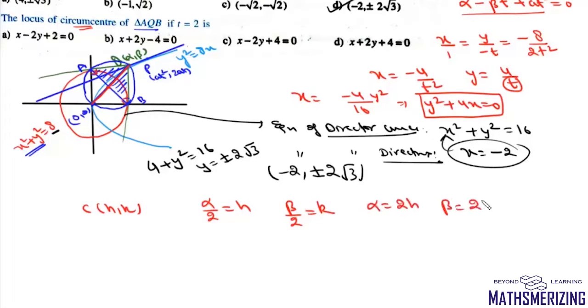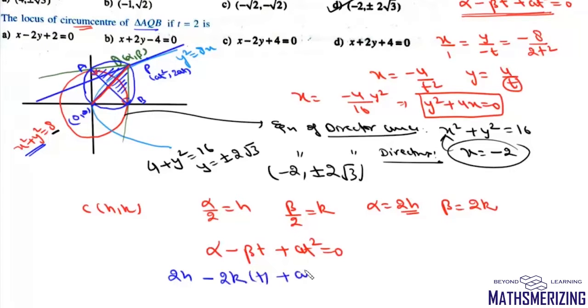and beta equals 2k. Now we already know that this alpha beta lies on this tangent, which is alpha minus beta t plus a t square equals 0. So we'll put the value of alpha and beta. Alpha is 2h and beta is 2k. So we can write this as 2h minus 2k t and then plus a t square equals 0. Now in the question, it is given that t is equal to 2 and a is also 2. So we can write this equation as 2h minus 4k and this is plus 8 equals 0.